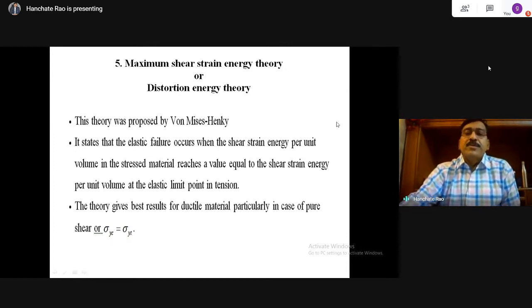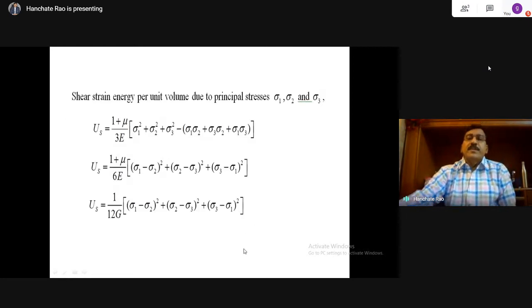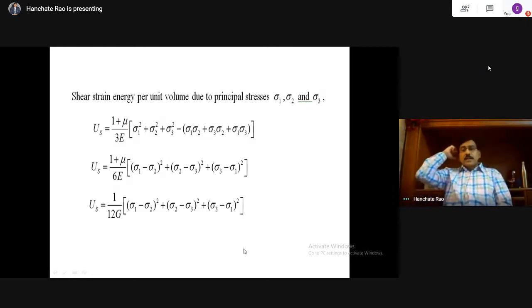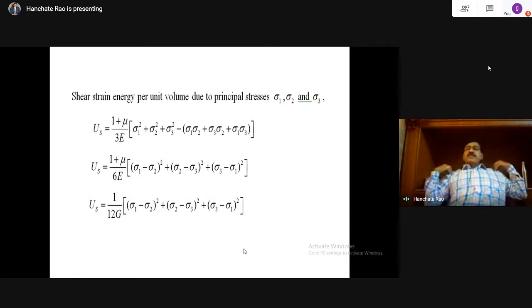This theory is very much valid. Now let us derive the governing equation for this material. First let us take the complex stress system represented by sigma 1, sigma 2 and sigma 3, in three dimensions.